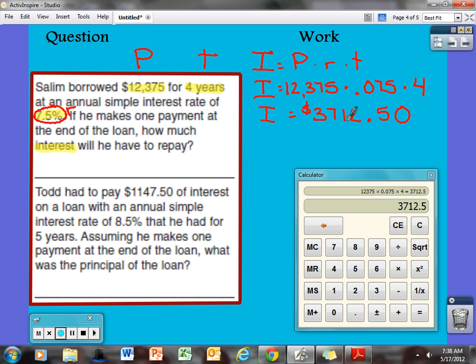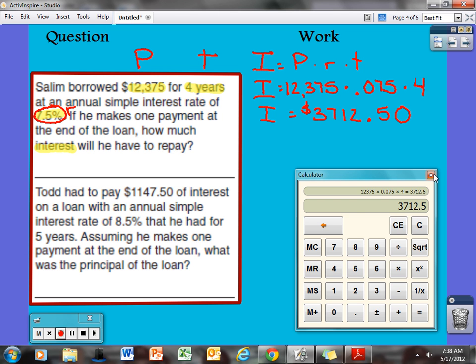$3,712.50. So if you want to think about it, to figure out how much Salim really ends up paying back the bank, it's not just $12,375. You include this. So he's really paying back a little over $16,000 to borrow that money, for the convenience of borrowing that money over 4 years.